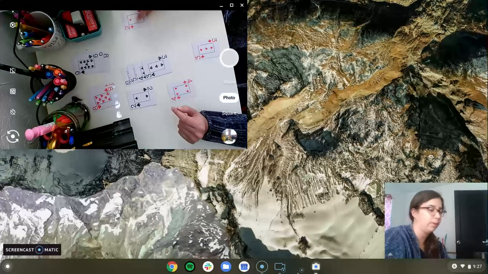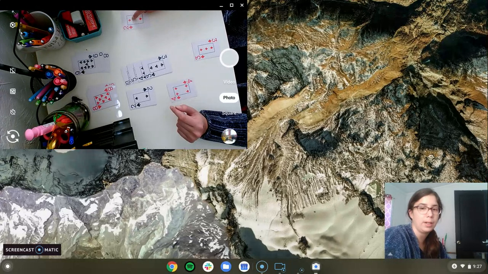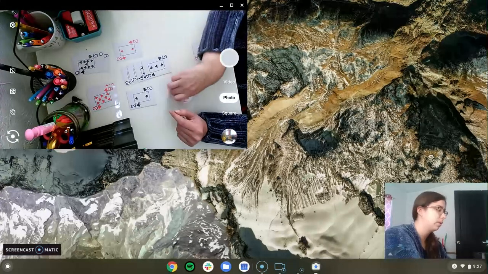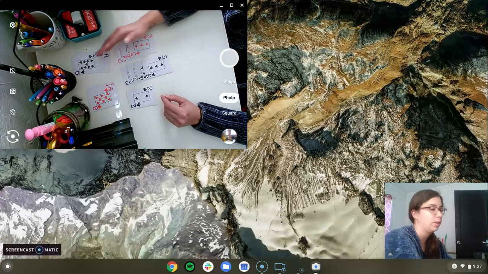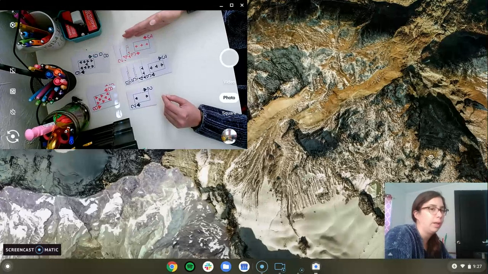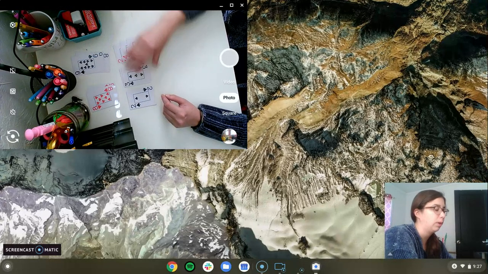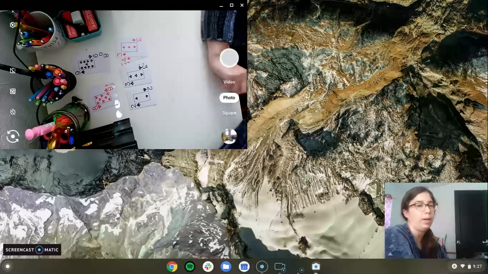And our last shape, we know this shape. Can you tell me the name of this shape? That's right, it's a diamond. So we have our 2 of diamonds, our 4 of diamonds, and our 3 of diamonds. So we have sorted our cards by color and by shape. So let's try sorting them by number.